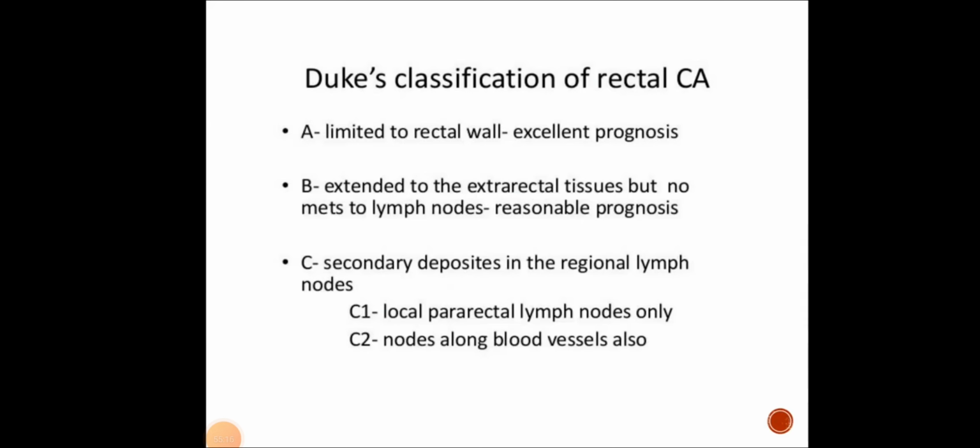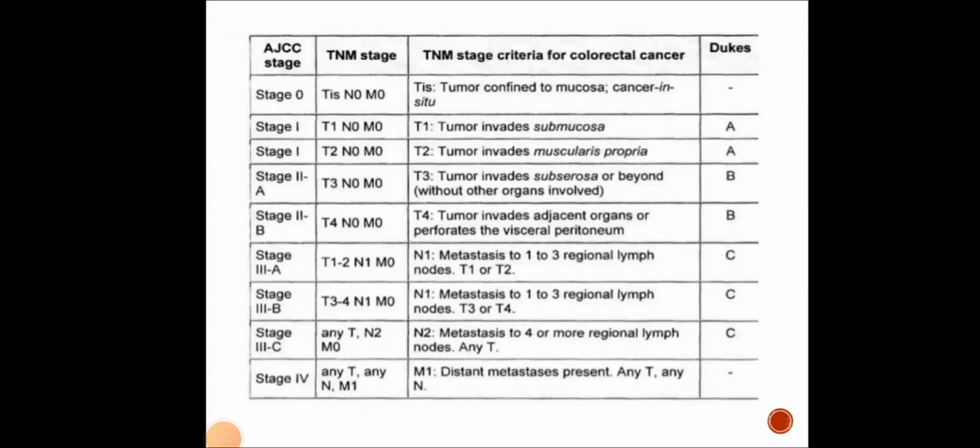That is C. C1 means where the local pararectal lymph nodes are only involved. Stage C2 means intermediate and main lymph nodes are also involved. That is the Duke's classification. Next is the TNM classification. TNM, Tis is carcinoma in situ. T1 involvement of mucosa and submucosa. T2 muscular wall is involved. T3 all layers of colonic wall including serosa it is involved.